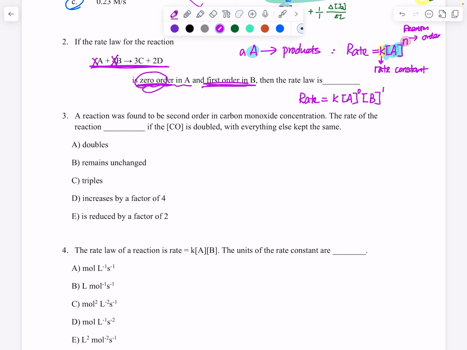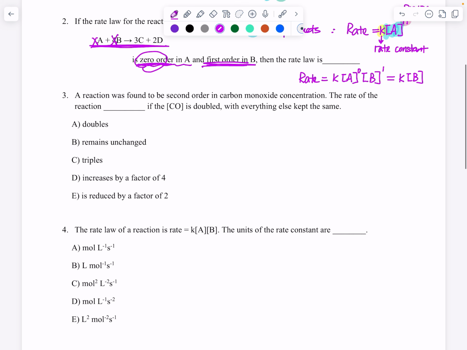Of course, we can further simplify according to math. Any number to the power 0 is 1. So the rate of this reaction actually just depends on the concentration of B. So this will equal K, the rate constant, times the concentration of B. That's how you work on that. Very easy question, but it does require that we have that understanding.